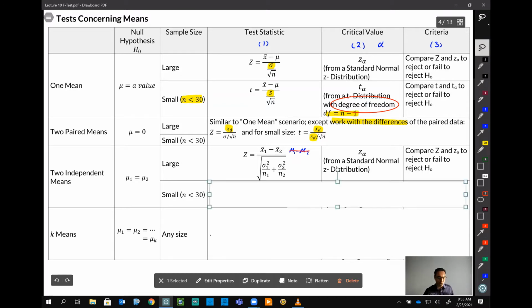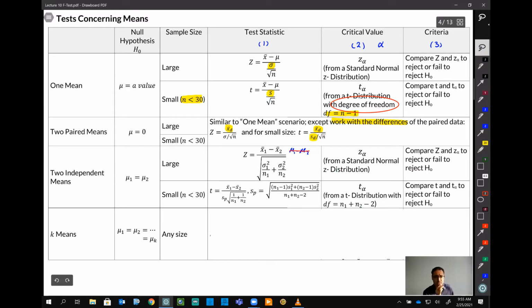And if n is small, everything is the same, except the t has this weird formula. I try to write it down similar to z, except it has this sp, which has this formula. And the proof, I believe it's not in your textbook, but it's available in many other textbooks on the internet. You can find where it comes from. For us, we just use it.